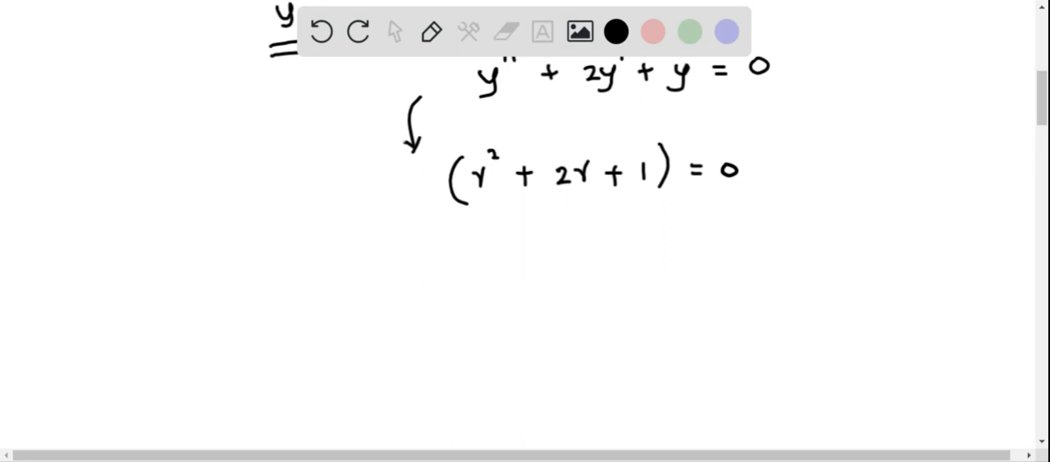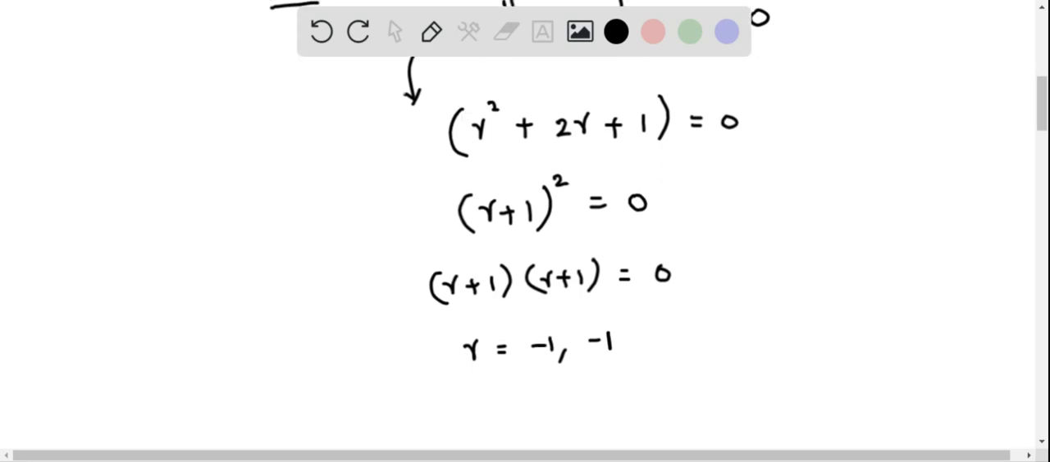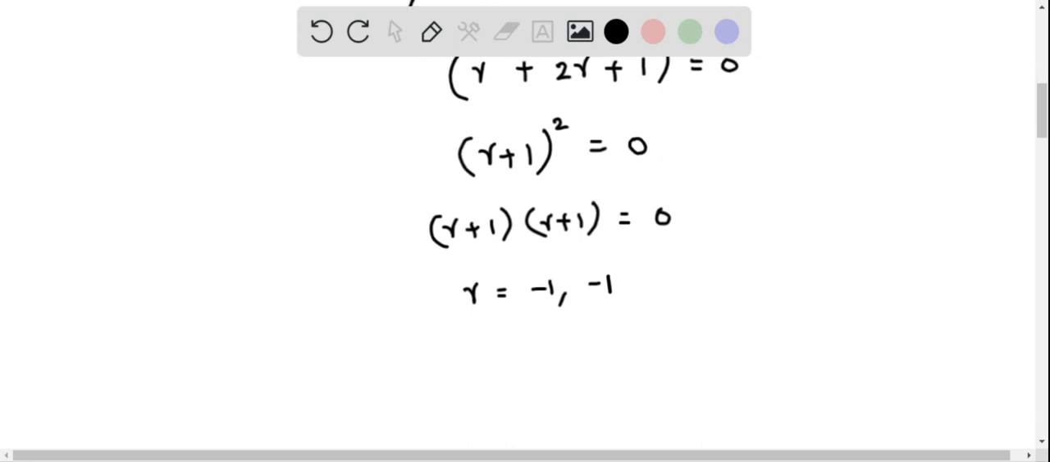This is basically a quadratic equation, and we can write it as the square of a binomial, that is (r plus 1) squared equals 0. This is equal to (r plus 1) times (r plus 1) equals 0. So here we get two roots, that is r equals negative 1 and negative 1. So we see that it's a case of r equals negative 1, and this repeats twice.